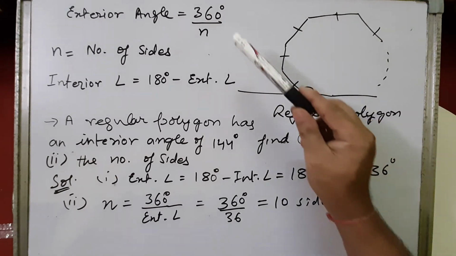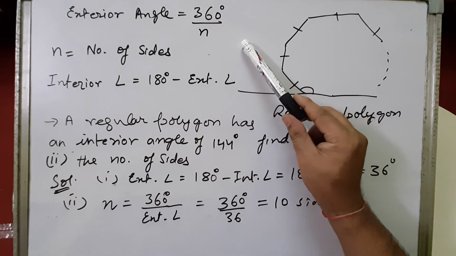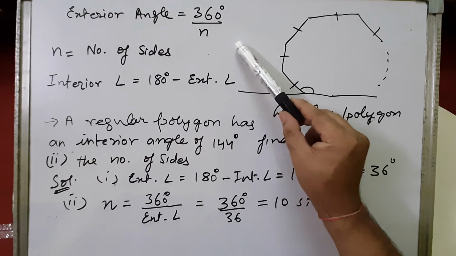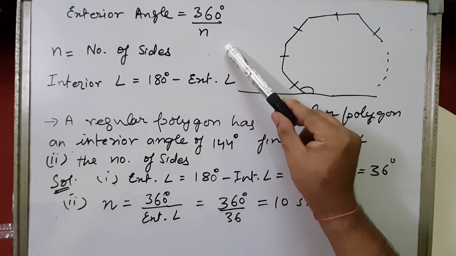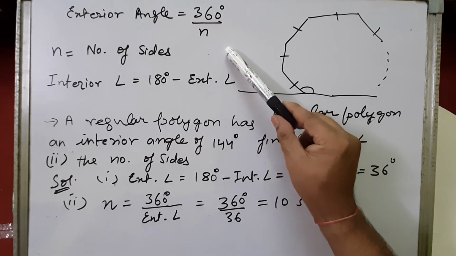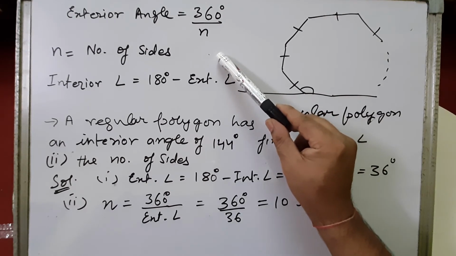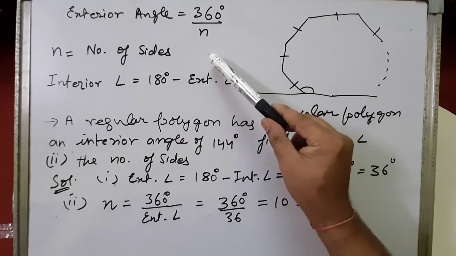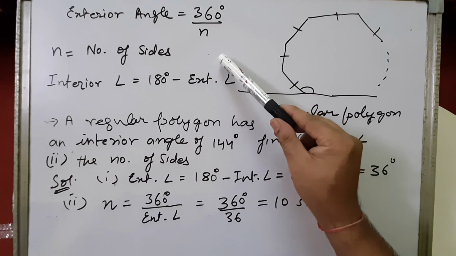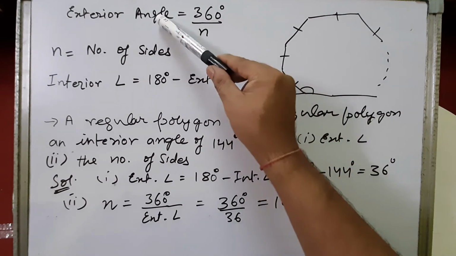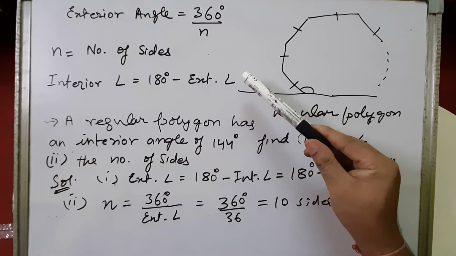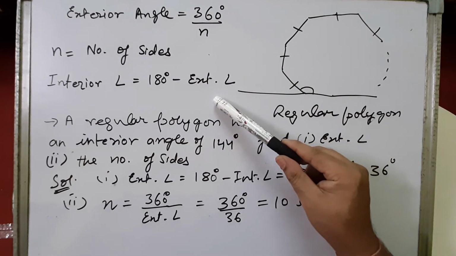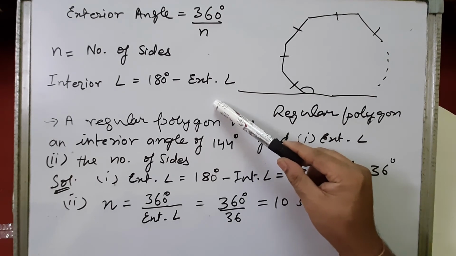So from here we can say that the exterior angle formula equals 360 upon n, where n is the number of sides. That means if we have to calculate the exterior angle and we know the number of sides, we can divide 360 by the number of sides. Similarly, if we have to calculate the number of sides and the exterior angle is known, 360 upon exterior angle will be the formula for the number of sides. If we cross multiply, we can calculate the value of n. And the formula for calculating each interior angle is 180 degrees minus exterior angle, right?